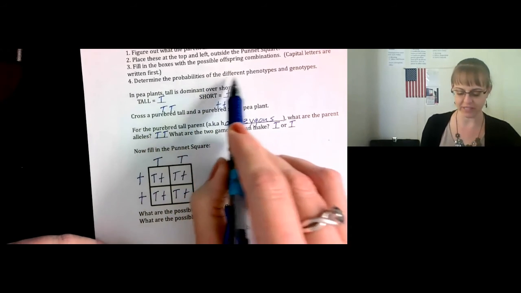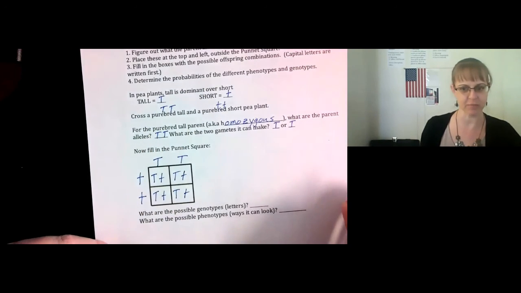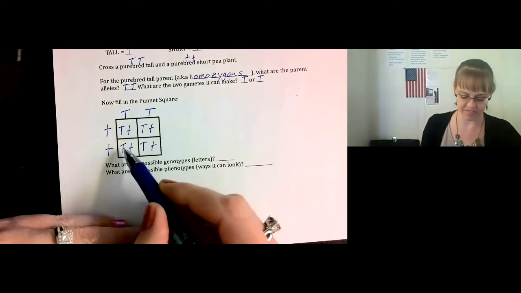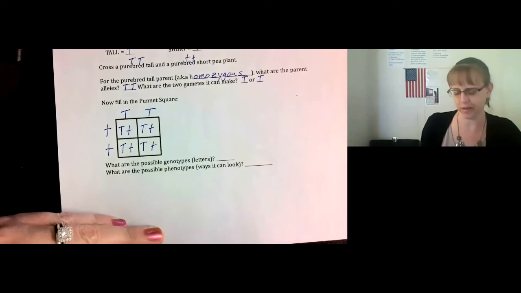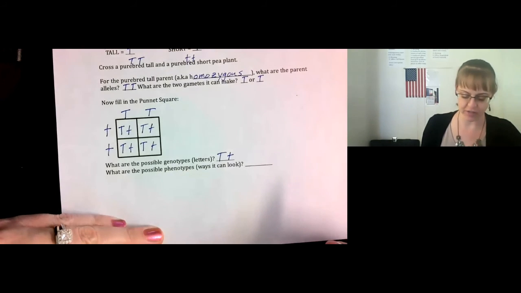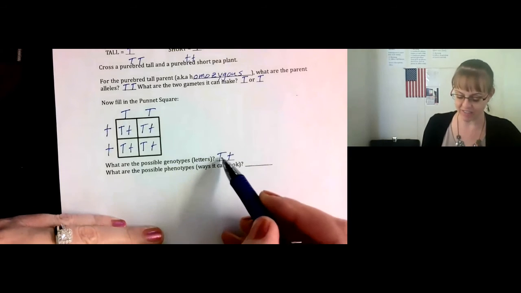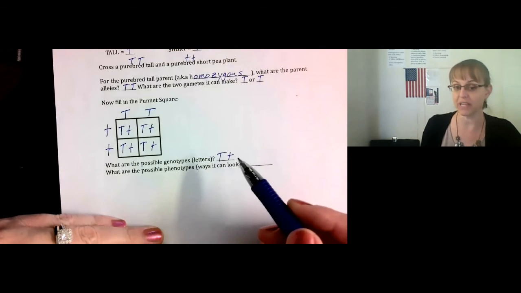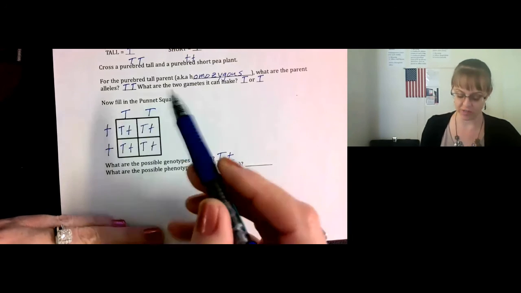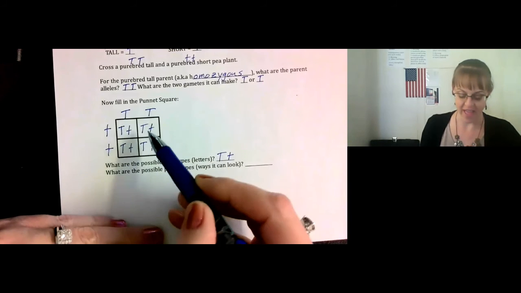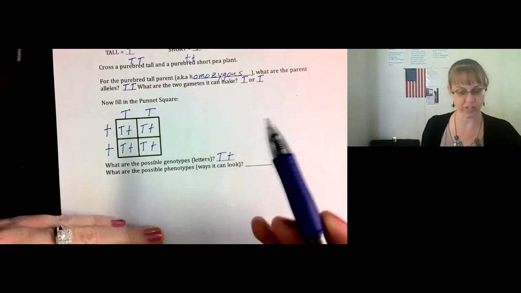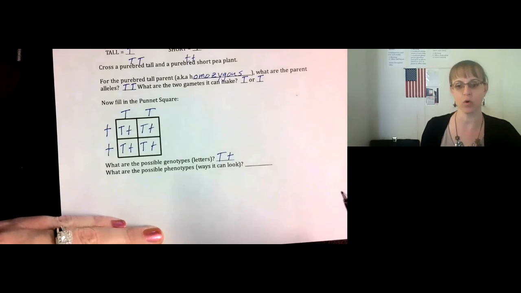Finally, determine the probabilities of the different phenotypes and genotypes. All the possible genotypes are capital T, lowercase t. In fact, all 4 possibilities are the same thing, which is kind of weird. So, that's the only possible genotype, and we have a 100% chance of having this genotype. So all the plants will be tall. This is just like Mendel's F1 and P generation. Here are the parents, tall and short, and all the offspring are tall because they have one tall gene and one short gene, and the tall gene masks or covers the short gene.